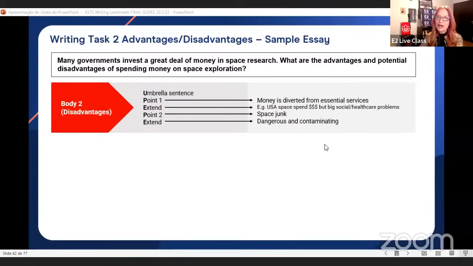I'm not sure what you mean, James, when you say a concession. So for example, you could go something like, despite the benefits, there are also drawbacks that can result from space research. Yes, that kind of concession you can, okay?